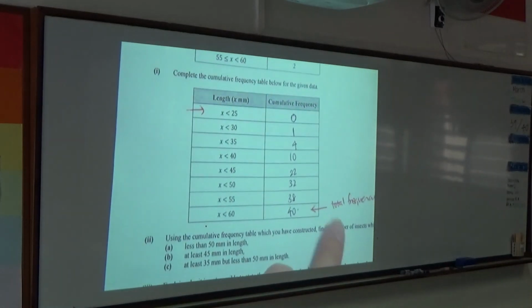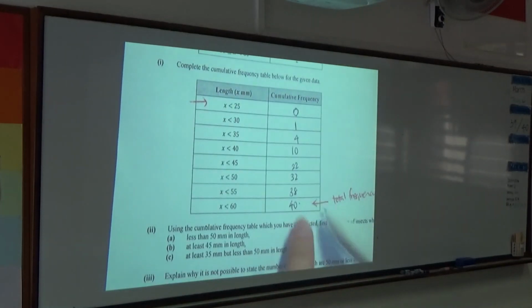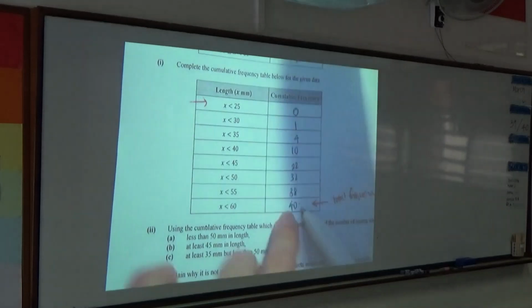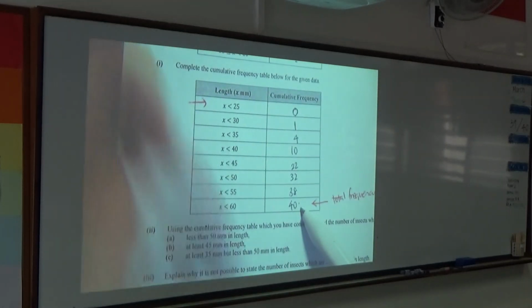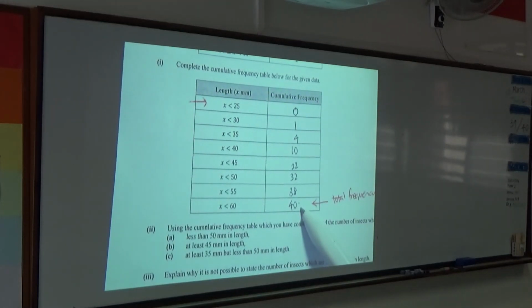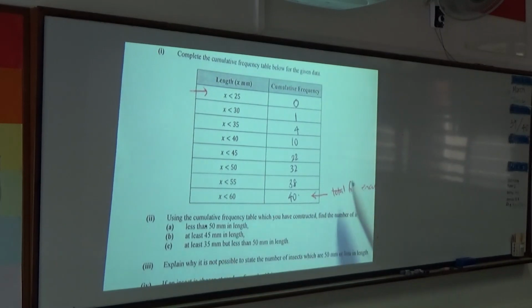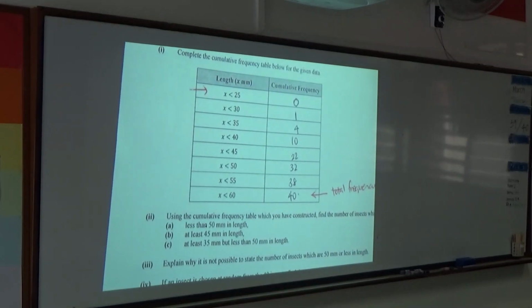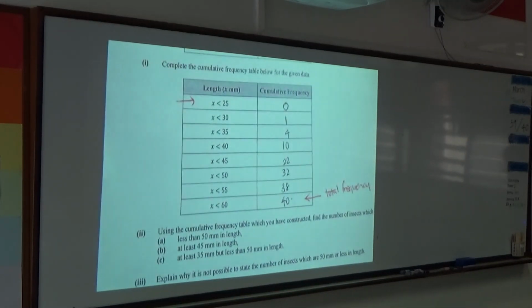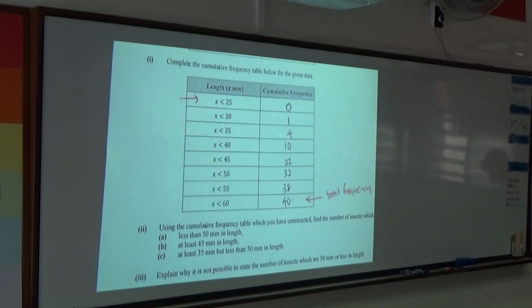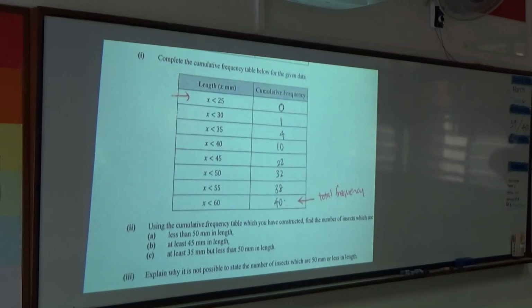So you can always do a check on your calculations when you look at this number and also the total frequency number that the question has given you. But it's not all the time that they give you this value. So that is just one way to check. Using this table, let's look at how to answer the questions.